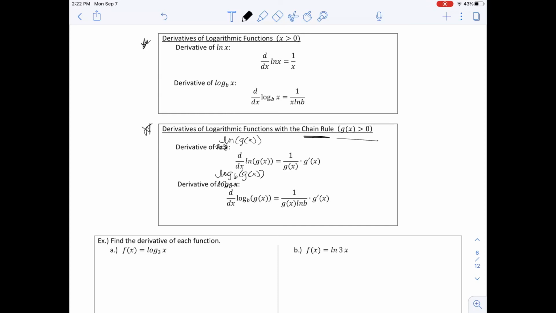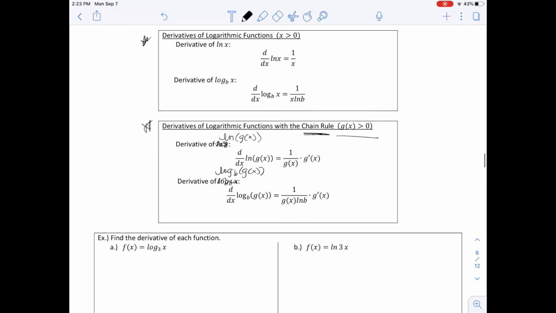The next set of formulas that we have are derivatives of logarithmic functions with the chain rule, where g of x is greater than 0. Note that there is a typo, and please change this from ln of x to ln of g of x, and right below that, log base b of g of x. So the derivative of ln of g of x is equal to 1 over g of x times the derivative of g of x. And the derivative of log base b of g of x is equal to 1 over g of x times ln of b in the denominator times the derivative of g of x.